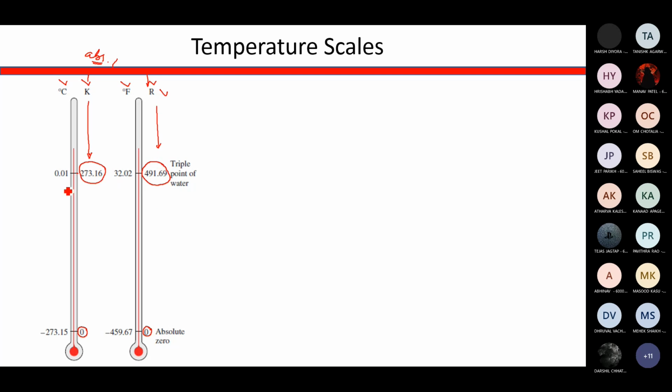Now what are the corresponding values on the degree centigrade scale and Fahrenheit scale? So 0 on the Kelvin scale is equivalent to minus 273.15 degrees C, and this triple point of water is nothing but 0.01 degrees C on the Celsius scale, and the same is 32.02 Fahrenheit on the degree Fahrenheit scale. So you should remember, in case of absolute scales, we have only one reference point, that is the triple point of water, right? And the lowest possible temperature on an absolute scale is 0, right? You cannot have temperatures below this 0.